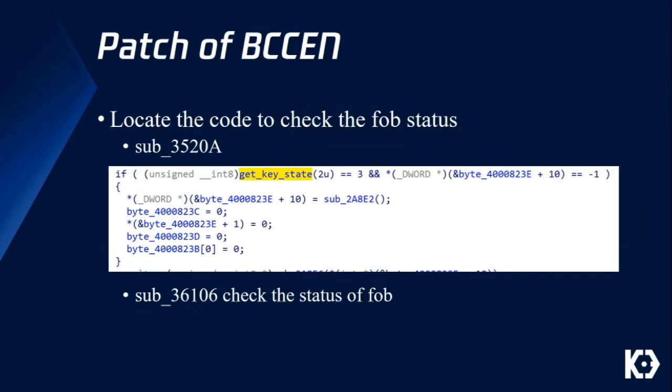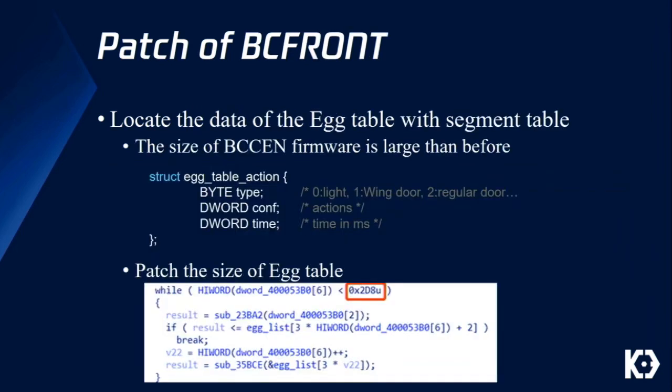Then let me talk about something about the patch of BCM. In the BCM, when you use some reverse work, you will find one point will check the status of the fob. So you just need to patch this function and bypass the fob check. And let's go back to talk about the BC front.